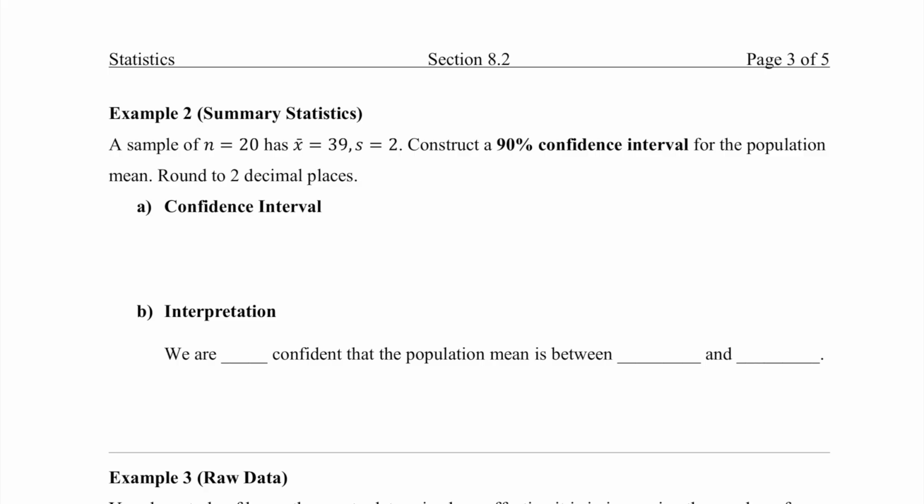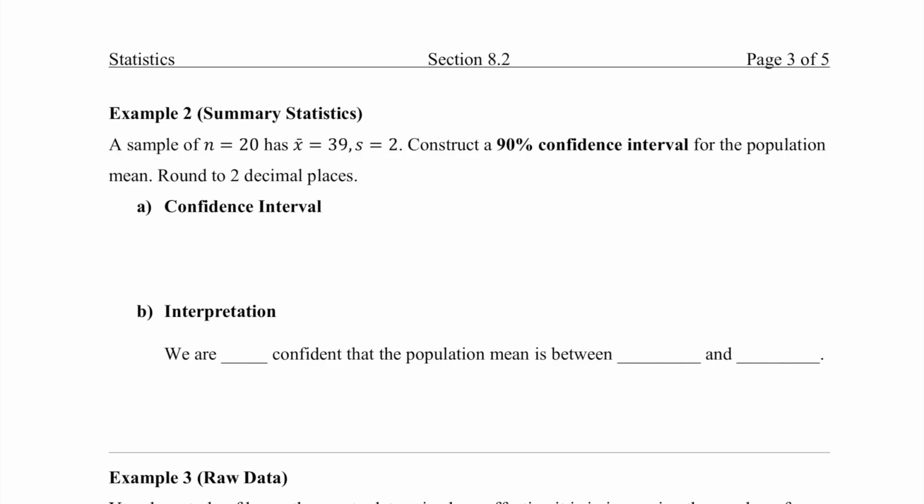Before using the calculator, let's identify the information we're given. The sample size is 20, the sample mean is 39, and the sample standard deviation is 2. The confidence level is 90%. Since the population standard deviation is unknown, we'll use a T-interval.